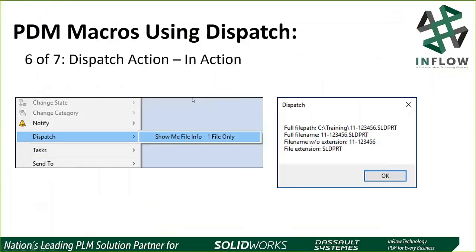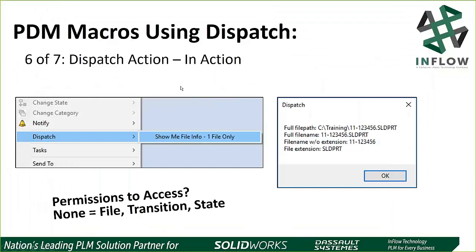Question here is permissions to access this. Do you need any specific permissions or anything? Not really. Dispatch is available in the menu to everybody as soon as you turn on that check mark that it's a menu item. Now, if they don't have access to the file because they can't read it, or the folder, they can't read what's in there, then they obviously can't run it against that file. If the file is in a state, say work in progress, and they don't have access to files in work in progress, then they couldn't run it on that file either.